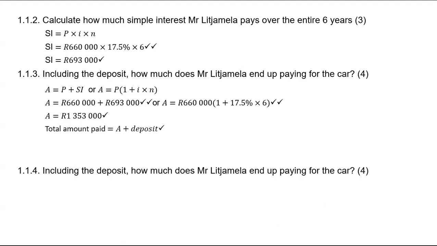So when we want the total amount paid, it will be A plus the deposit, which will be 1,353,000 plus 165,000, and that will give us 1,518,000. All right, let's go to 1.1.4. Including the deposit, how much does Mr. Dijamela end up paying for the car?